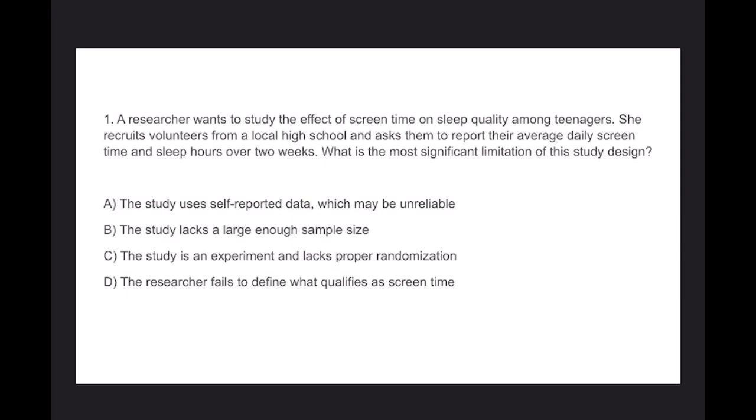A, the study uses self-reported data which may be unreliable. B, the study lacks a large enough sample size. C, the study is an experiment and lacks proper randomization, or D, the researcher fails to define what qualifies as screen time. And the correct answer is A, as self-reported data is prone to bias, especially for behaviors like screen use or sleep. And option C, people could get mistaken on since it's correct, but it would be for an experiment, and this is an observational study.